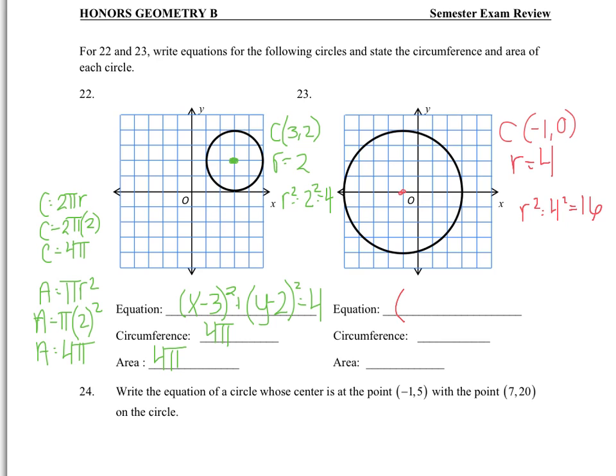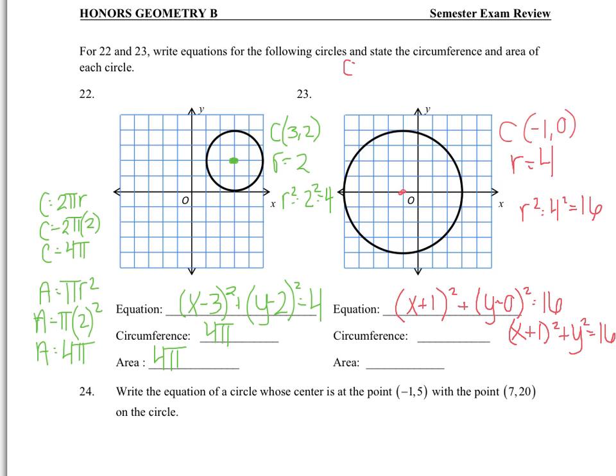So my equation is going to be x plus 1 squared, because it's the opposite, plus y minus 0 squared equals the radius squared, which is 16. I can simplify this as well to x plus 1 squared plus y squared equals 16. Either answer is acceptable, but we always prefer to have the most simplified answer.